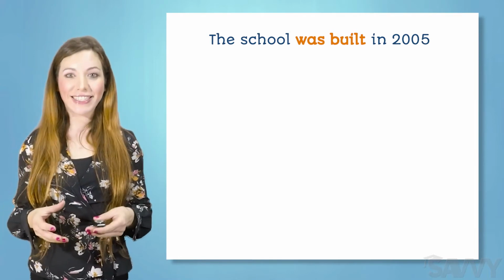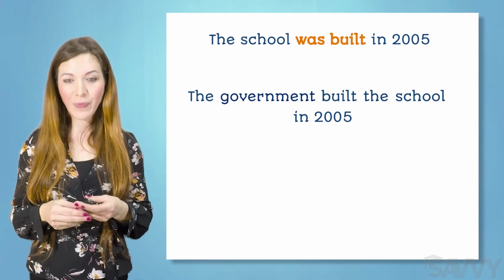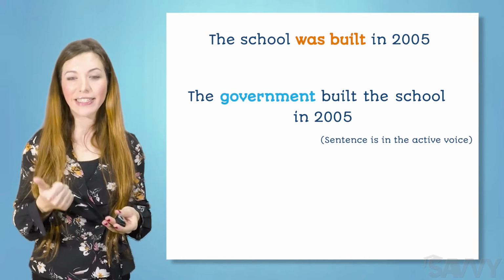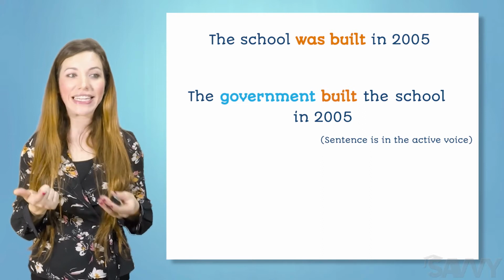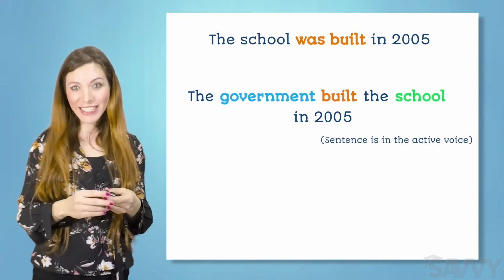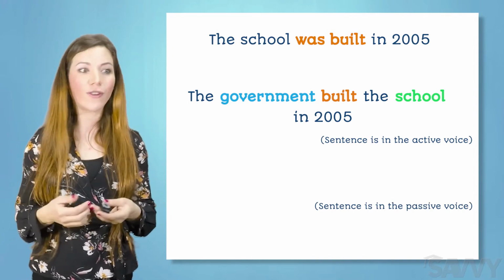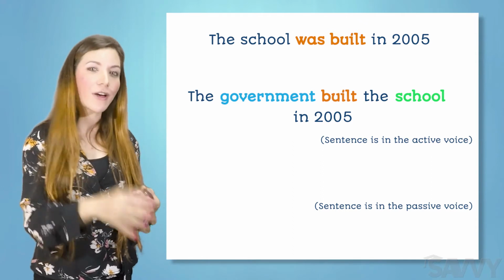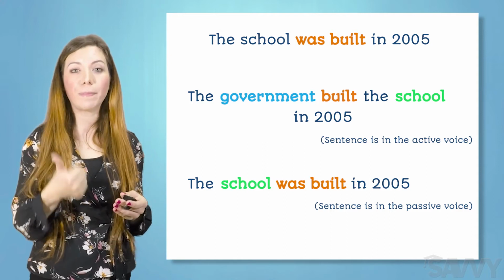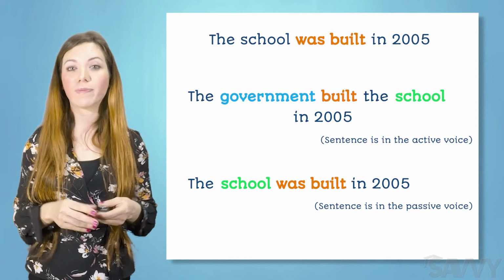Let's have a look at this sentence. The government built this school in 2005. That's in the active voice. The subject is the government, the verb is built, and the object is the school. If we had to change this in the passive voice, we're focused on the what, on the object, which becomes our subject. This school was built, remember, be plus past participle, in 2005, without mentioning the doer.